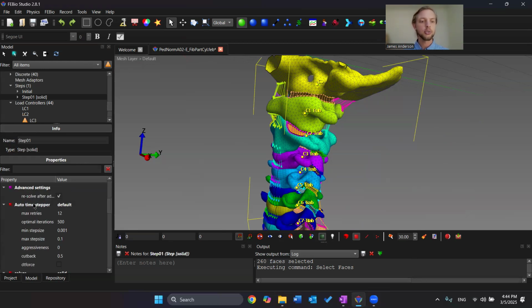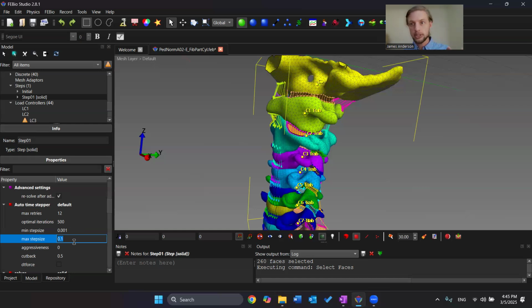We have our auto time stepper values. We have optimal iteration set at 500, which is very high. Our minimum step size is 0.001, which is actually our nominal step size. So the auto time stepper will step forward at 0.001 time increments. And if it recognizes that, wow, that was really easy to solve, then it will actually increase the time step up to our max step size, which we define as 0.1.